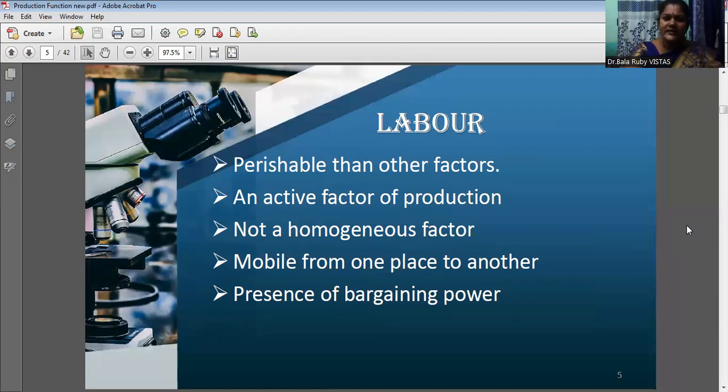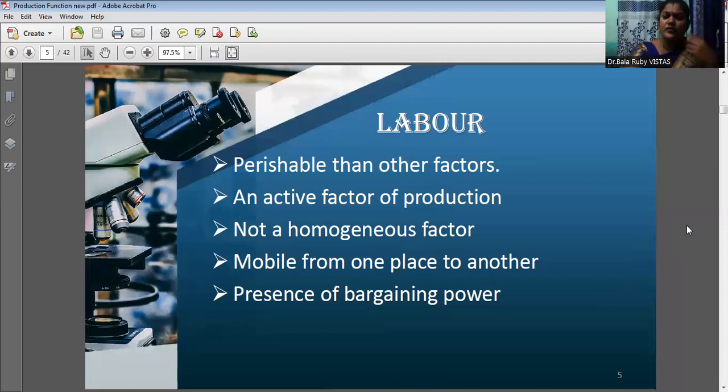It is considered an active factor of production. Why is this an active factor of production? Because without labor, we cannot produce any product. Sometimes with the help of some machinery, we can produce some product. But at least we need a laborer to operate the machinery. So labor is an active factor of production.